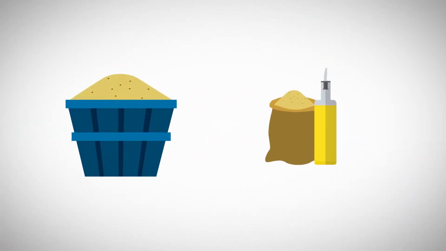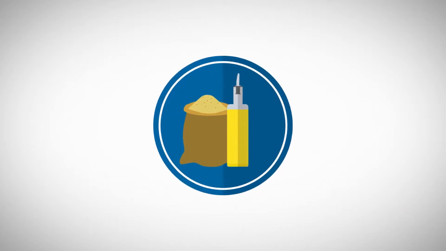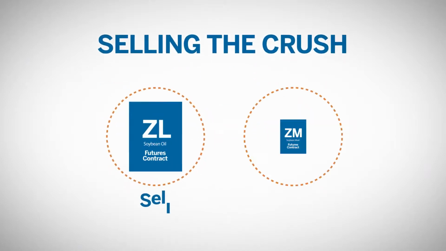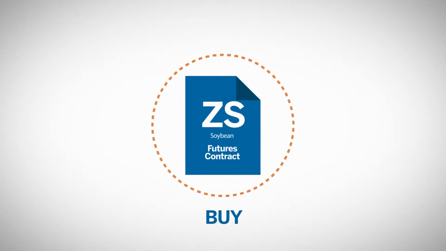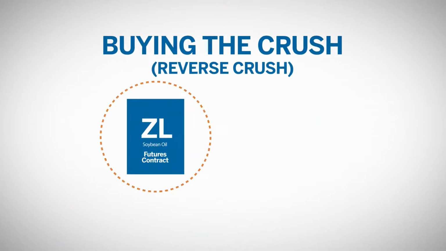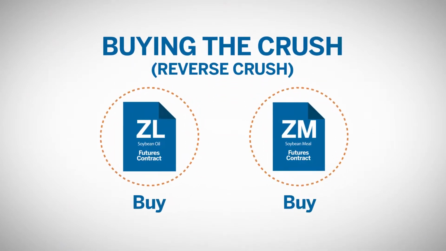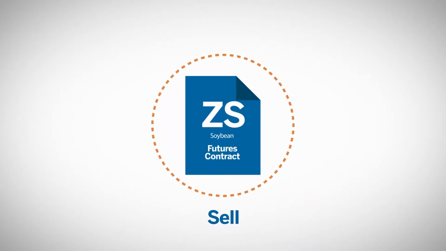The crush can either be sold or bought, which refers to the action taken with the soybean oil and meal futures legs. Selling the crush means selling soybean oil and soybean meal, and buying soybeans. This is the trade typically used by hedgers. Buying the crush, which is also known as the reverse crush, means buying soybean oil and soybean meal and selling soybeans, and may be used by traders who anticipate movements in the market that could make this strategy advantageous.